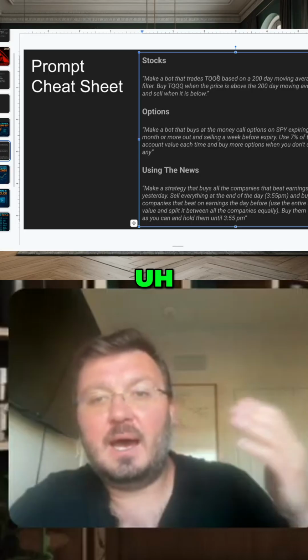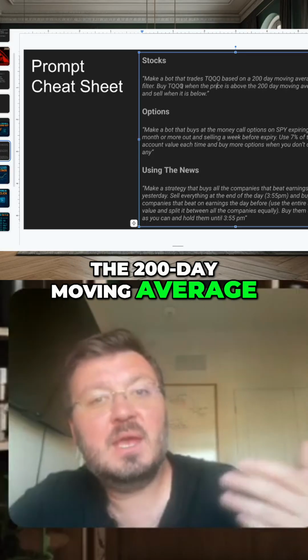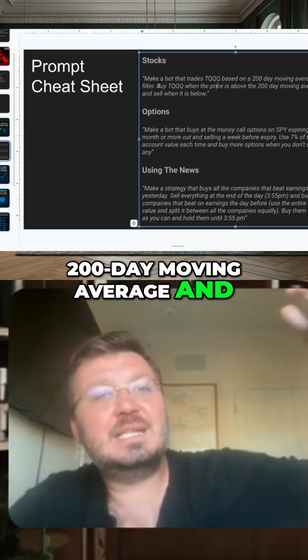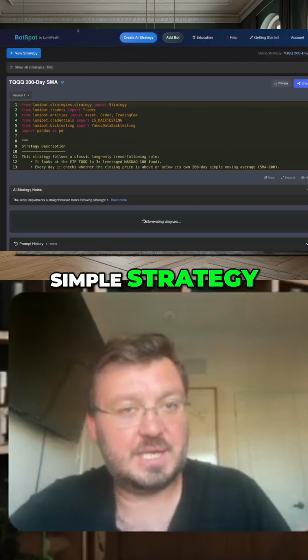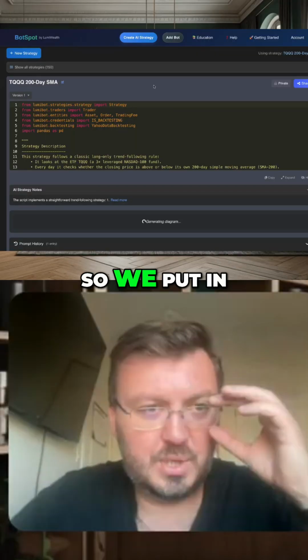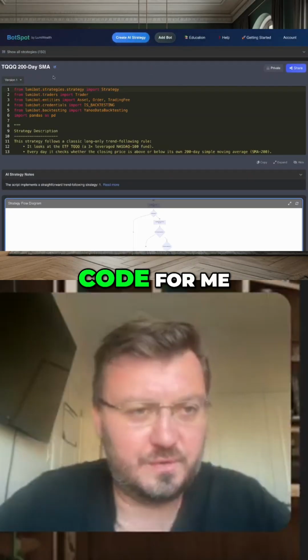It's saying, make a bot that trades TQQQ based on the 200-day moving average. Buy TQQQ when the price is above the 200-day moving average and sell it when it's below. So a very simple strategy, but very, very effective, as you guys will see. Okay, so we put in that strategy, and you can see here that it generated some code for me.